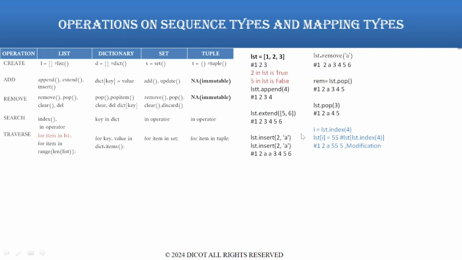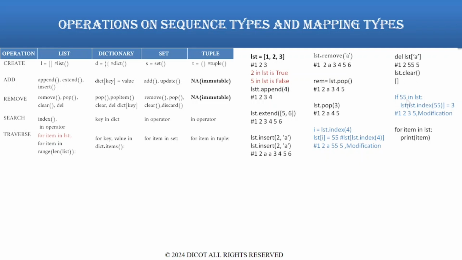We can modify a particular element in a list using the index function. Example: list.index of 4 will give the position of 4, which can be stored in variable I. Now, we know the position of 4, so we can modify 4 to 55. Now in place of 4, we have 55. We can delete an element from a list using the del function. Delete list of A will delete A. So, element A has been deleted now. We can clear the list using the list clear function. The list becomes empty.